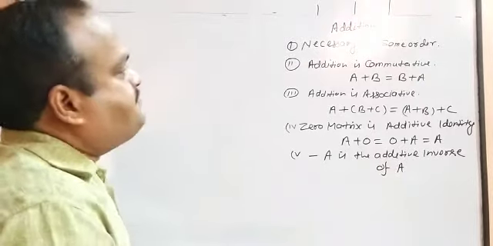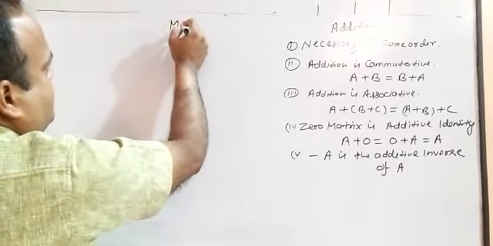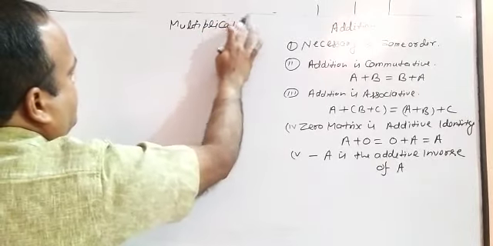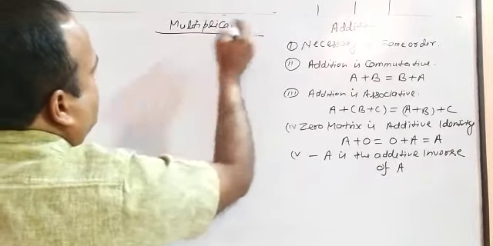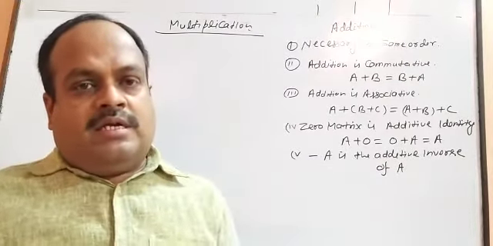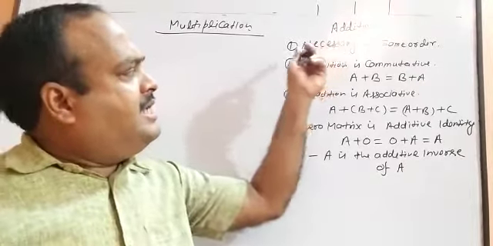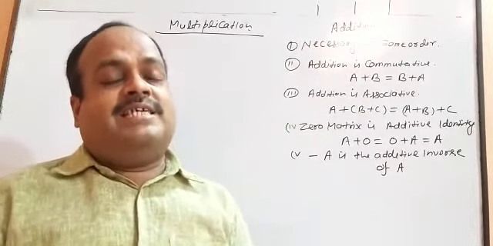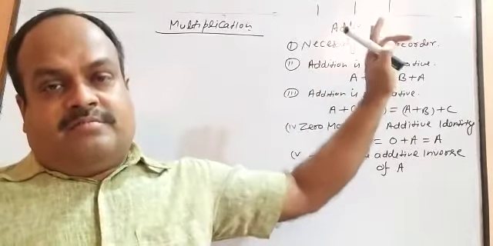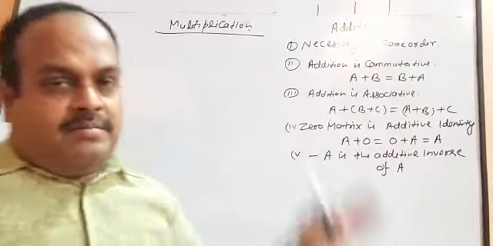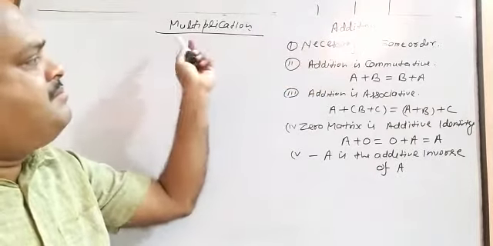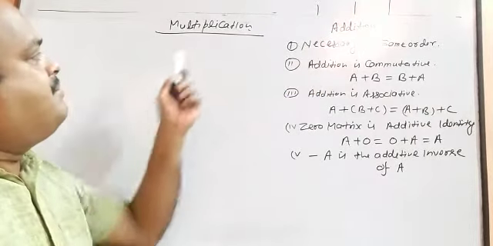Now come to multiplication. My dear friends, here the necessary condition for getting the sum of two matrices is their order must be the same. But here we cannot use the same property in case of multiplication.